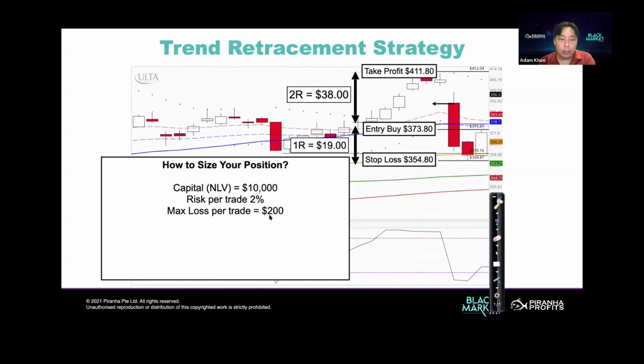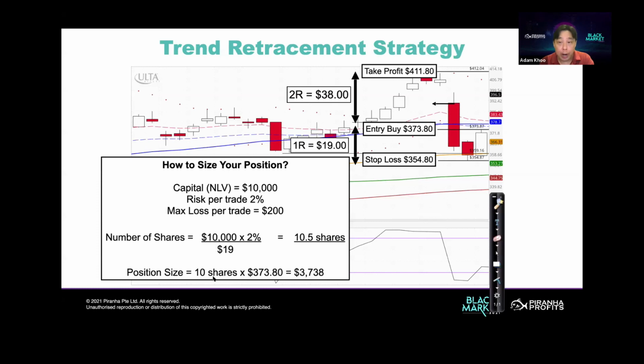You take $200 total risk, divide by $19 risk per share, you get 10.5 shares. Now you can't buy 10.5 shares, so let's round it down to 10 shares, right? So now you know you buy 10 shares. Simple, okay? Now, if you buy 10 shares and each share is 373, that's $3,738 for this trade. So this is your position size.